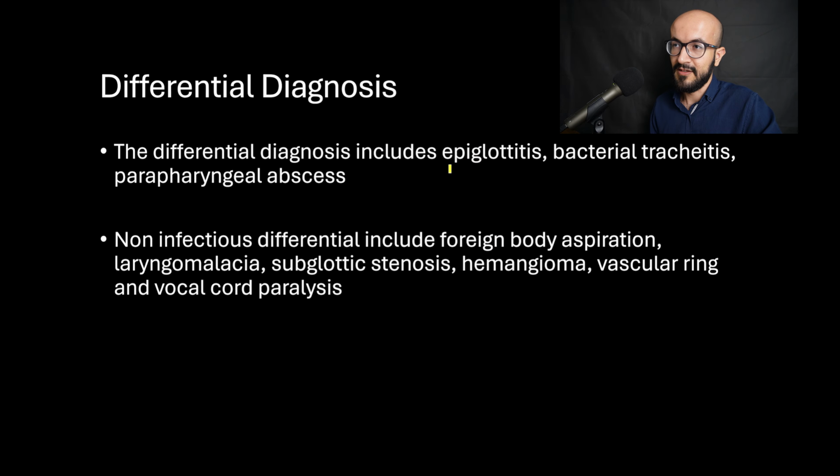Now, regarding the differential diagnosis, it includes epiglottitis, bacterial tracheitis, and parapharyngeal abscess, which will be discussed in separate videos that will come next. And non-infectious differentials include foreign body aspiration and laryngomalacia, subglottic stenosis, hemangioma, vascular ring, and vocal cord paralysis.